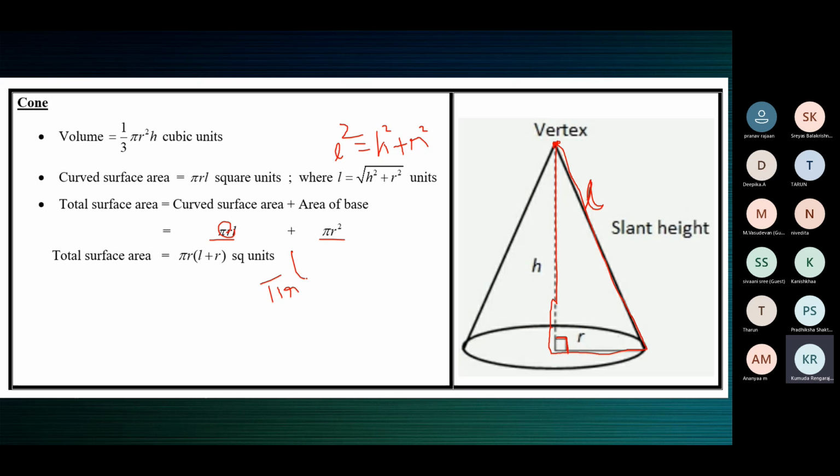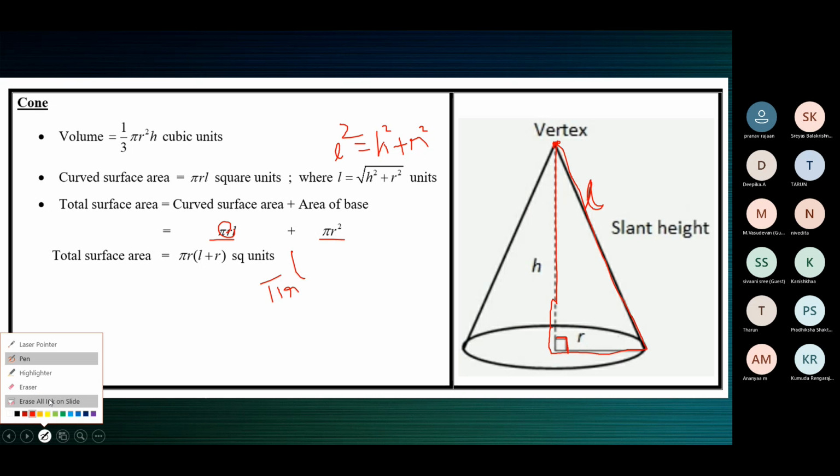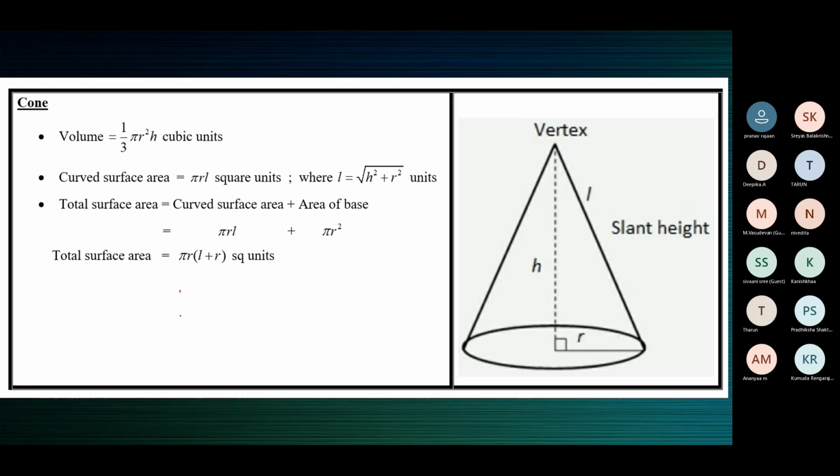Pi r is common, so there will be one r left. So L plus r. Or you can also say pi r into r plus L. That's all fine. Pi r into r plus L.